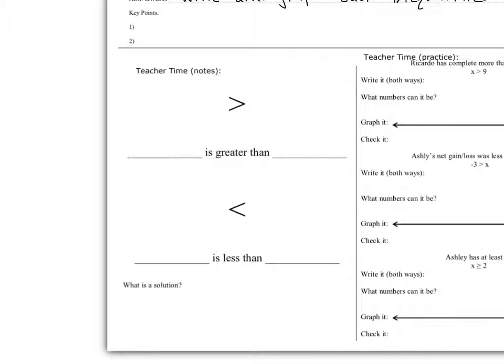So the first basic inequality here is the greater than sign. We see beneath it the less than sign. In this first little piece, we're going to be talking about how the greater than sign and the less than sign can both be used to represent the exact same thing.